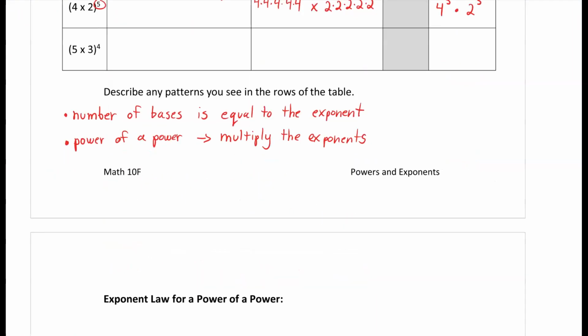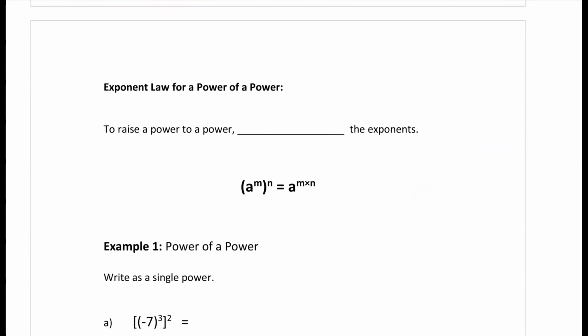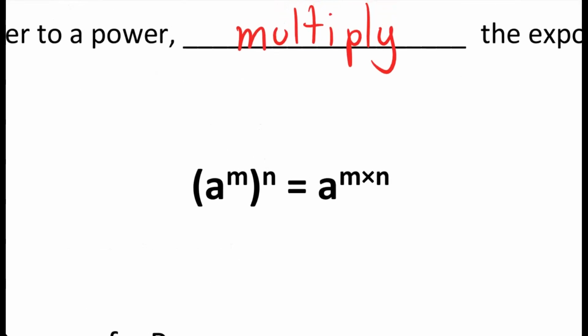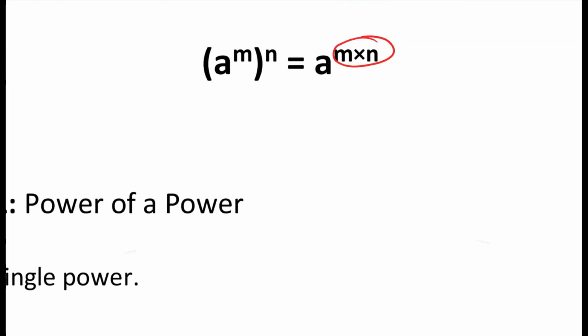Sliding over to our next page here, we're looking at exponent law of a power. So what did we do on the last page? Well, to raise a power to a power, we multiply the exponents. In the example below, we have a to the power of m inside the brackets to the power of n equals a to the power of m multiplied by n.